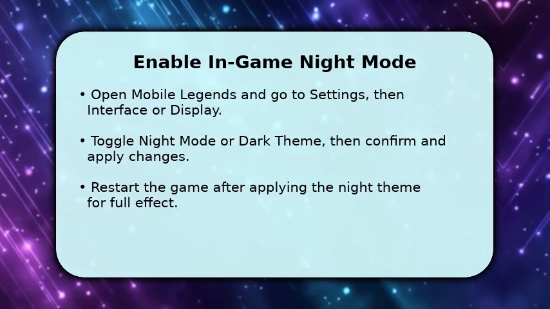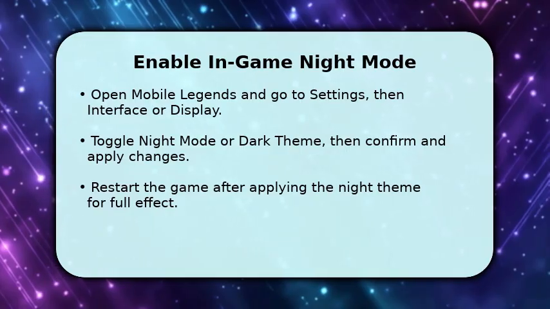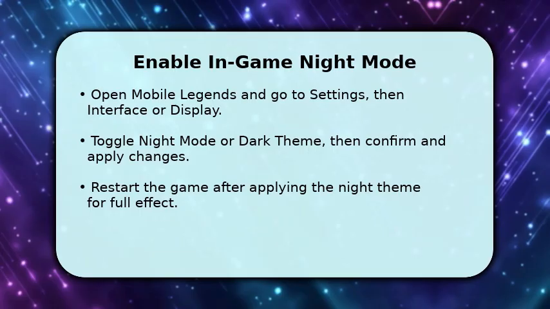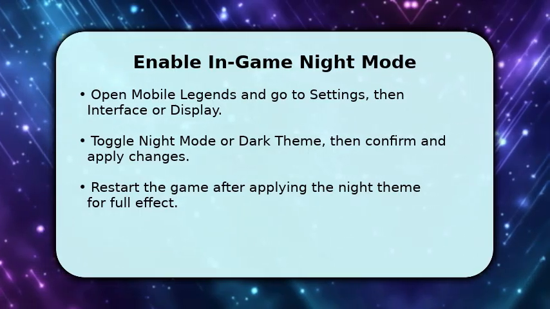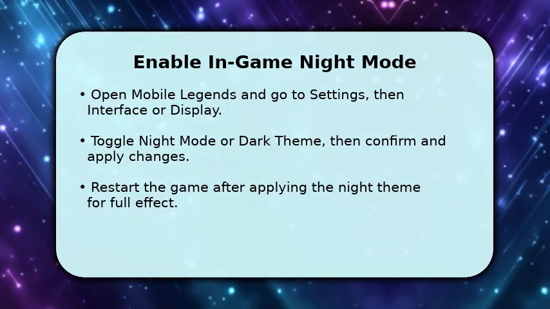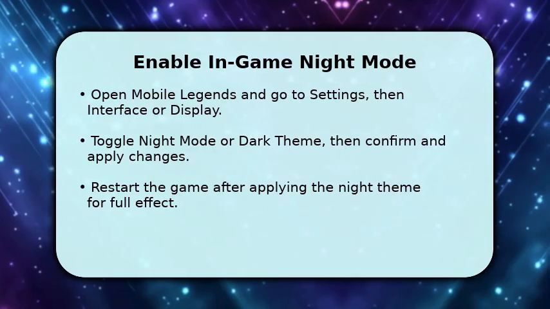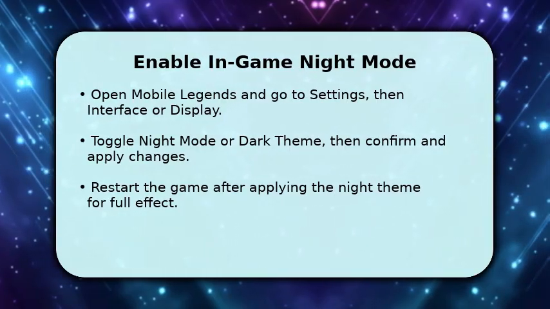Look for Night Mode or Dark Theme and toggle it on to apply. Confirm any prompts that ask to restart the user interface. Wait for the theme to install and then restart the game for changes to take full effect. Verify the menus and lobby now show the darker colors for reduced eye strain.